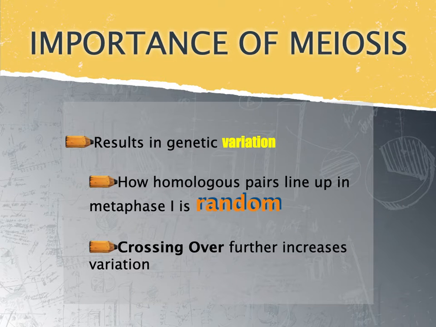Again, the whole point of meiosis is to increase genetic variation, because how the chromosomes line up and get split apart is completely random. You're shuffling the genetic deck. And crossing over is further going to increase that variation because you're going to trade pieces of cards following the analogy of shuffling the deck. So it makes it even more different.